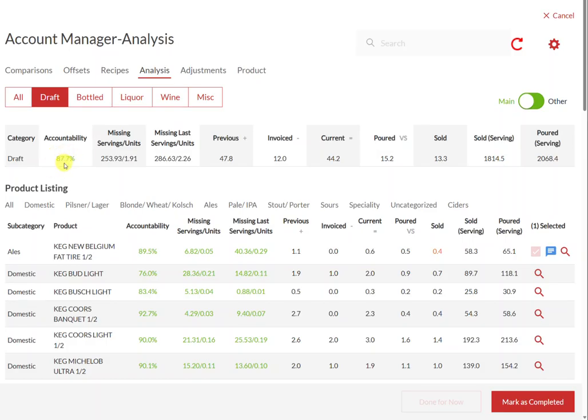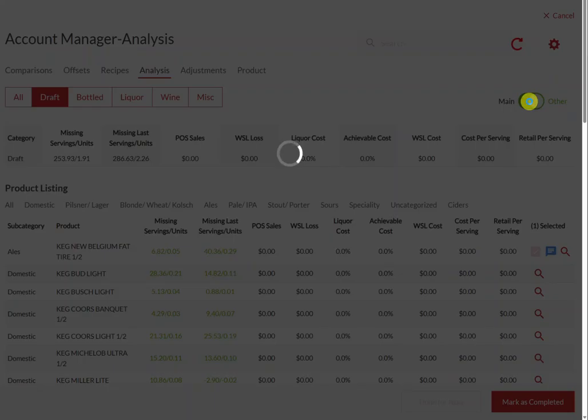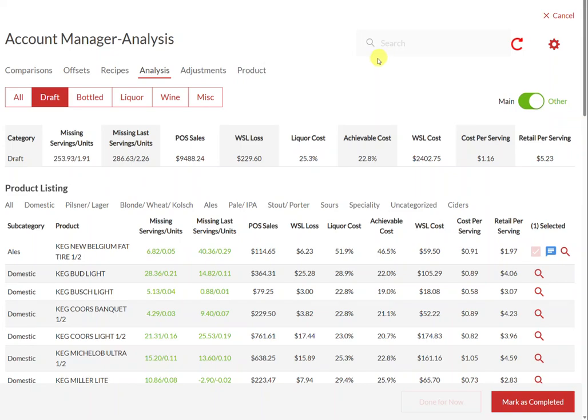So the first thing is, normally the biggest impact on your liquor cost on your draft beer products is how much is missing. We typically see good performing bars hitting 95% accountability. So the losses would be less than half, and that is a big loss. We can see in this case, at wholesale cost, these guys poured away 253 pints that were not accounted for, or 1.9 kegs. The cost of that was $229.